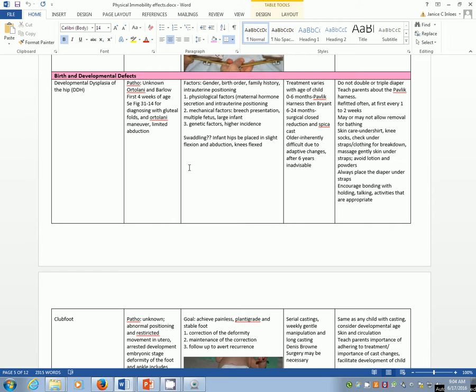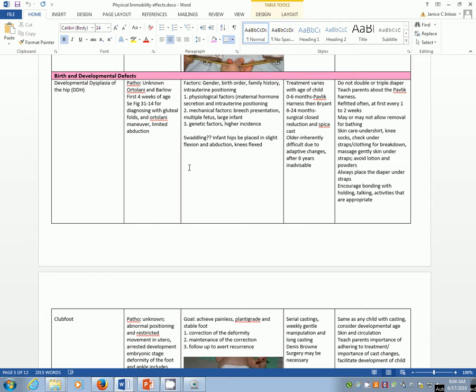So it's very important that we recognize it early on and start treating it very early when everything is developing and growing rapidly. Don't double diaper or triple diaper your baby. It makes the situation worse. Teach your parents about how to take care of that pelvic harness. That harness has to be refitted often because of the rapid growth of the infant.